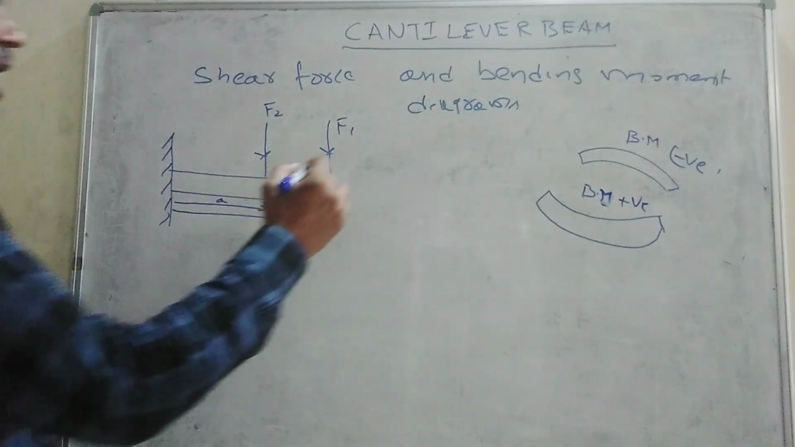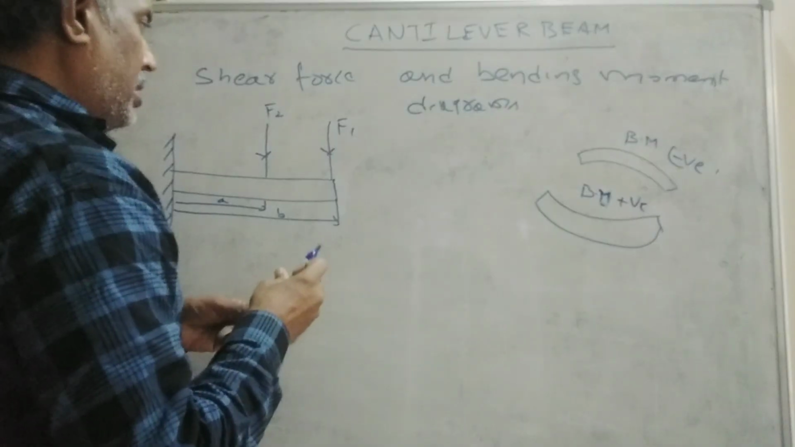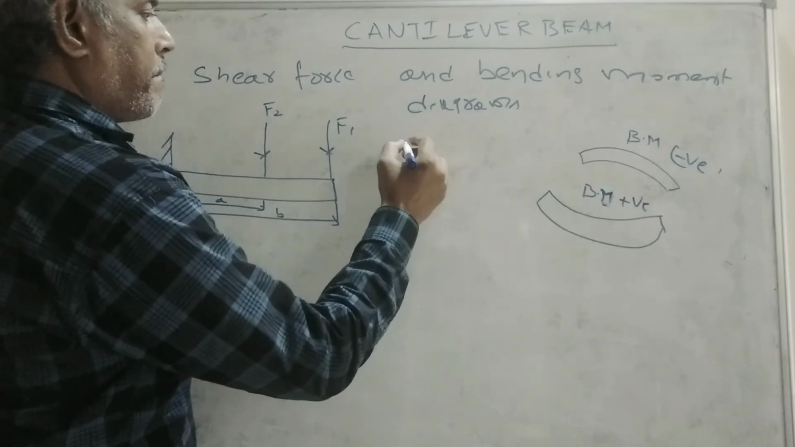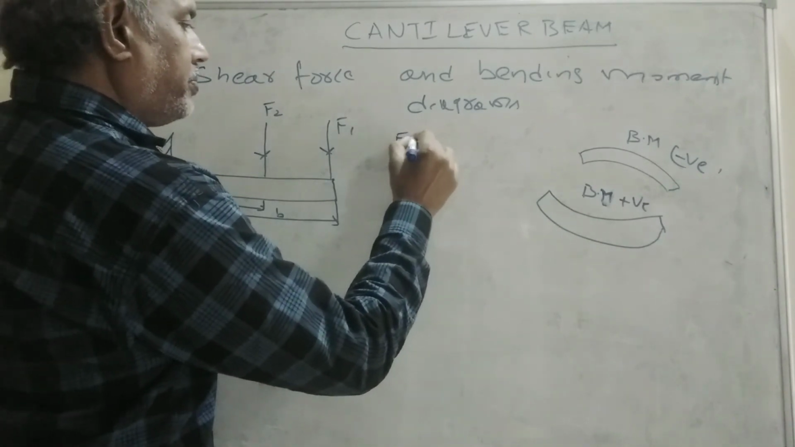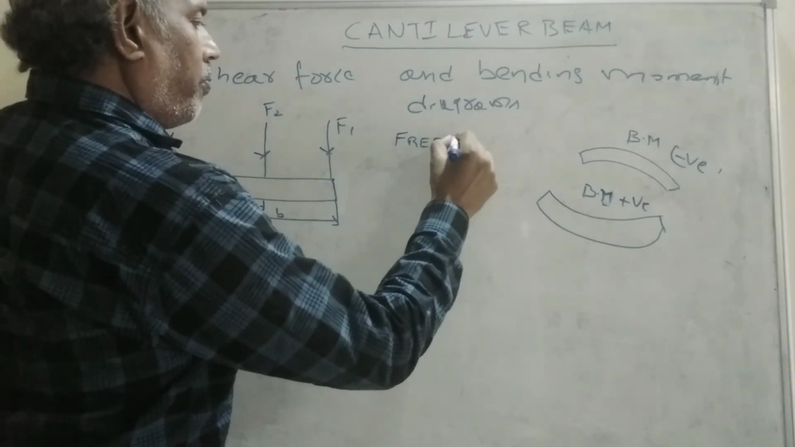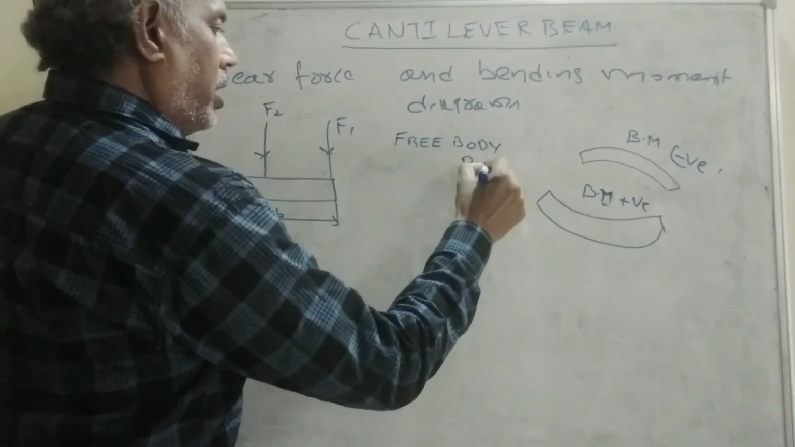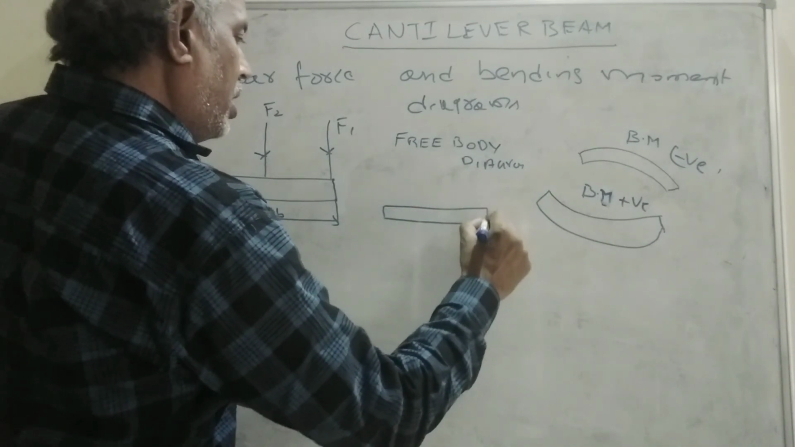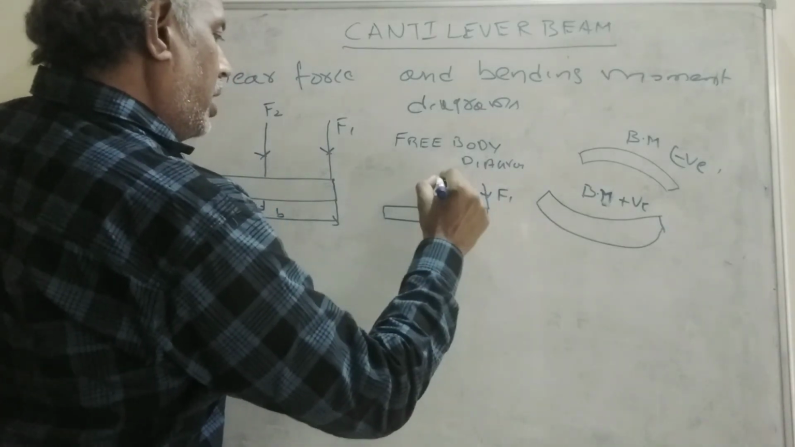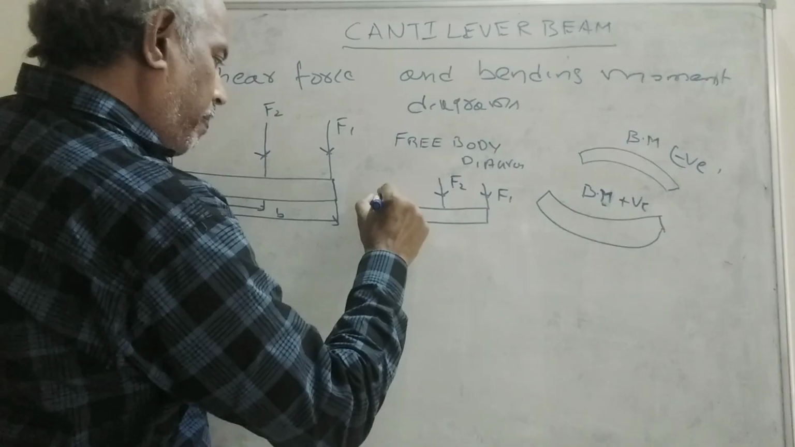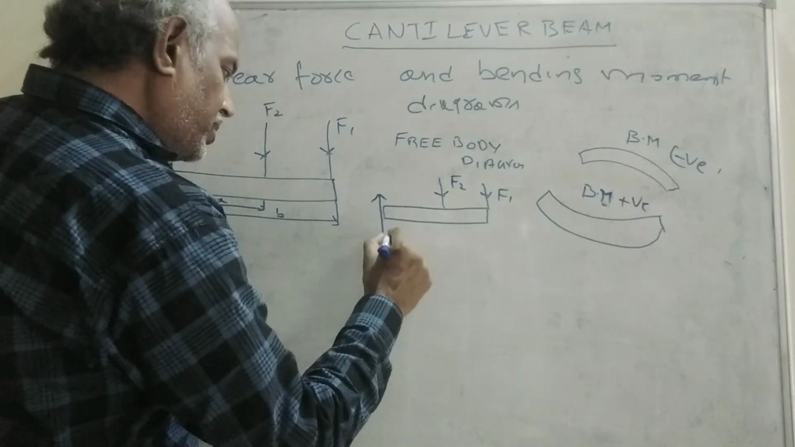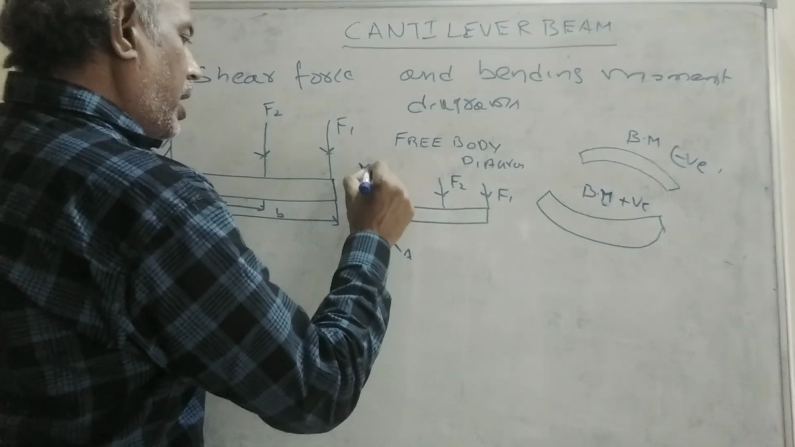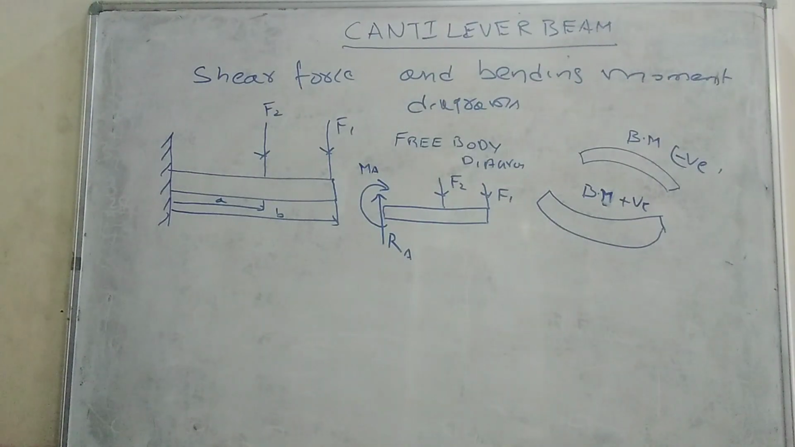Now, first complete the mechanics part of this particular beam. The free body diagram of this will be like this. This is a cantilever beam, and you're having force F1 here and F2 here. And because of this, there is a reaction force RA and a resisting moment MA. This is the free body diagram of the beam.